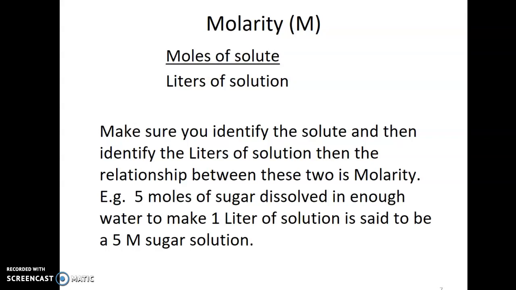And again, that's both the solute and the solvent. So when you're doing a problem, make sure you identify the solute and then identify the liters of solution, not just the solvent, but the solution, and then divide them, and that's molarity.